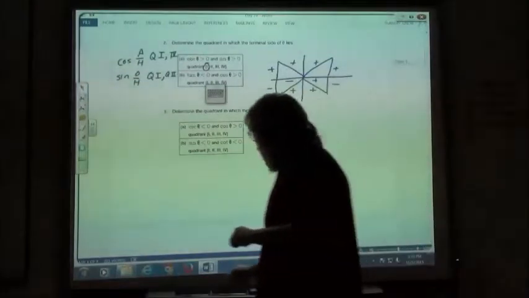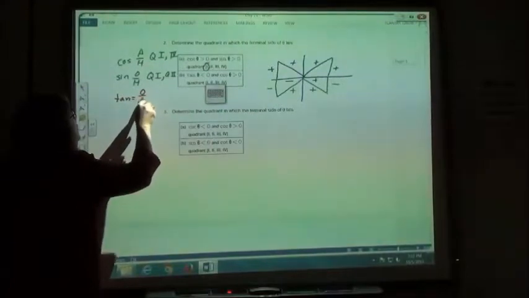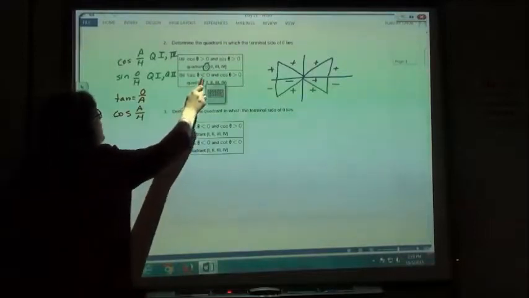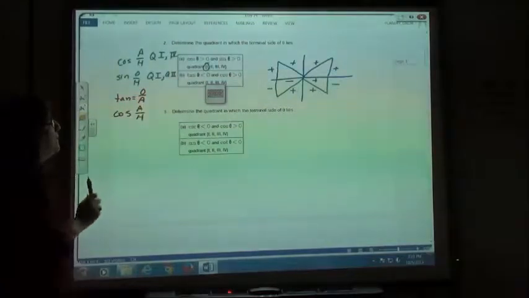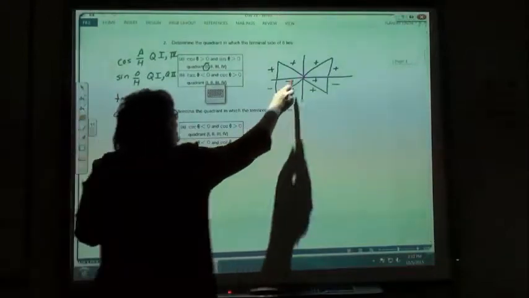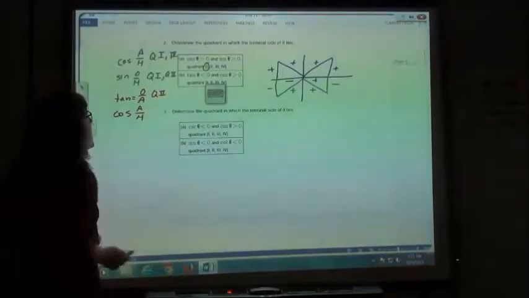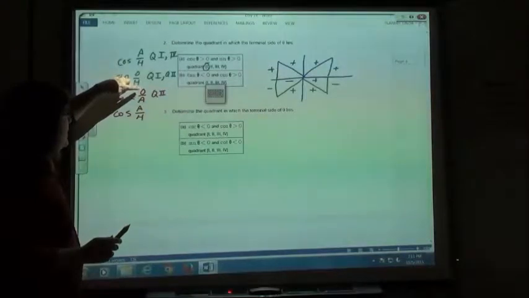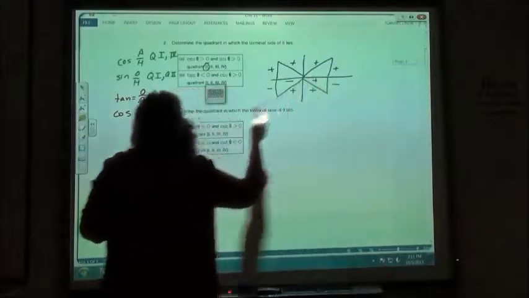Then I am going to do tangent and cosine. So tangent, opposite over adjacent. Cosine is adjacent over hypotenuse. I want my tangent to be negative. So if I'm going to have a negative, I have to have one positive and one negative. So if my opposite side is positive, my adjacent side would have to be negative. That would be over here in quadrant 2. If I'm going to have my opposite side negative, then I'd have to have my adjacent side be positive. So a negative and a positive, that would be over there in quadrant 4.